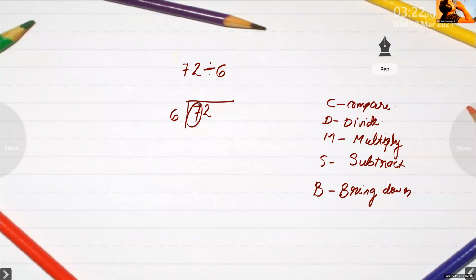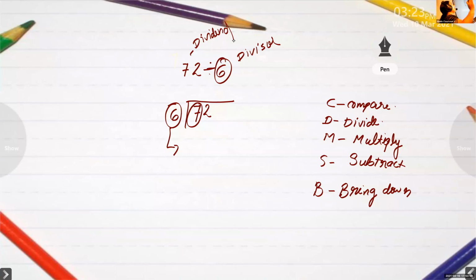So next step is that if you can divide, you can write the table of the divisor. Here which is the divisor? The number outside the bracket. This one is the divisor. Here 6 is the divisor and 72 is the dividend. It is very important to find out the dividend and divisor.